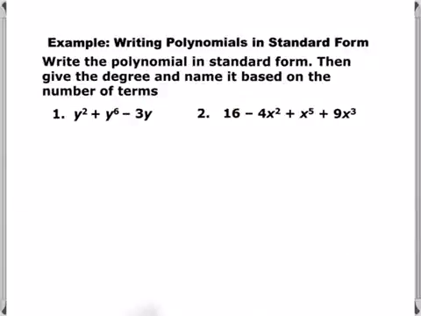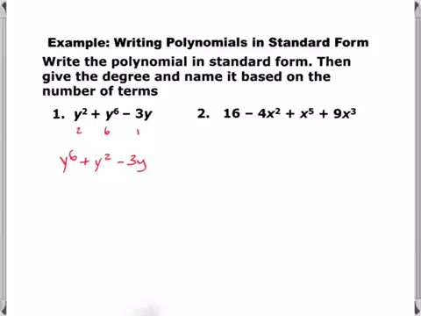We want to write the polynomial in standard form and then give the degree and name it based on the number of terms. So for the first one, I've got y squared plus 6y minus 3y. I notice that my first y squared has a degree of 2, y to the 6 has a degree of 6, and then 3y has a degree of 1. So I want to rearrange these so they're in order from greatest to least degree. So that means I have y to the 6th plus y squared minus 3y.